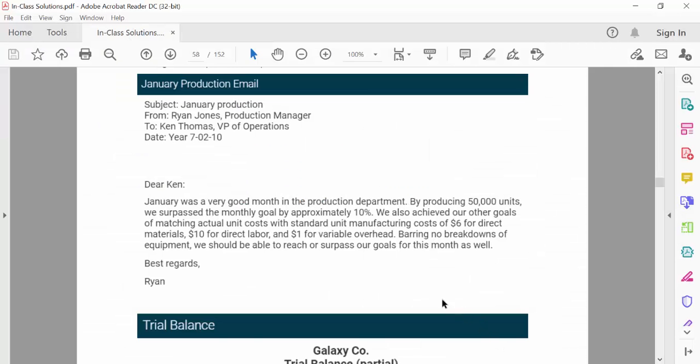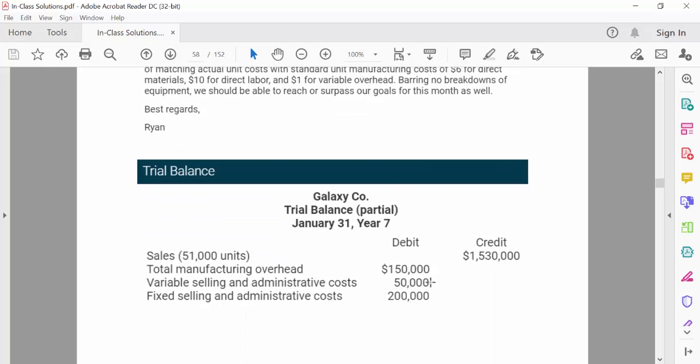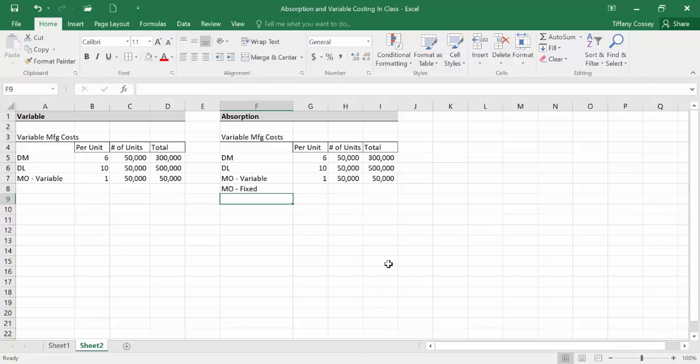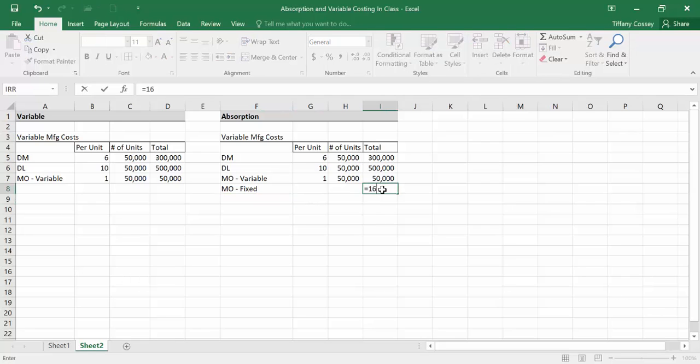And if I go back to my problem, we'll keep scrolling through here and see what we can find. Looks like we have a trial balance, and it gives us our sales in total dollars, and it gives us our total manufacturing overhead. Well, from there, I can find my fixed. So if I go back over to my spreadsheet, I know my total is 150 for manufacturing overhead, and I've calculated my variable at 50. That must mean I have $100,000 left for the fixed.